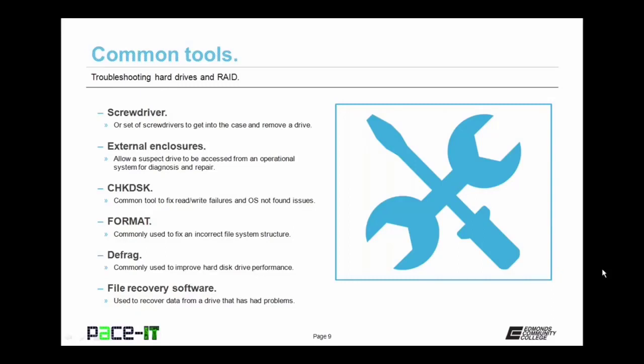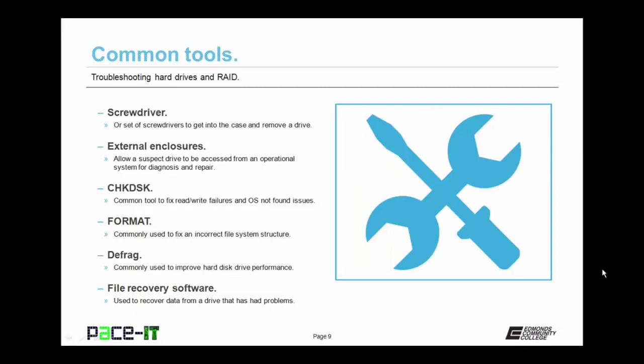Another tool is check disk. Actually, it's a utility, but it's a common tool that's used to fix read and write failure and operating system not found issues. It checks the physical surface of the disk and can do repairs and recovery in certain cases. Then there's the format utility. It's commonly used to fix an incorrect file system structure.